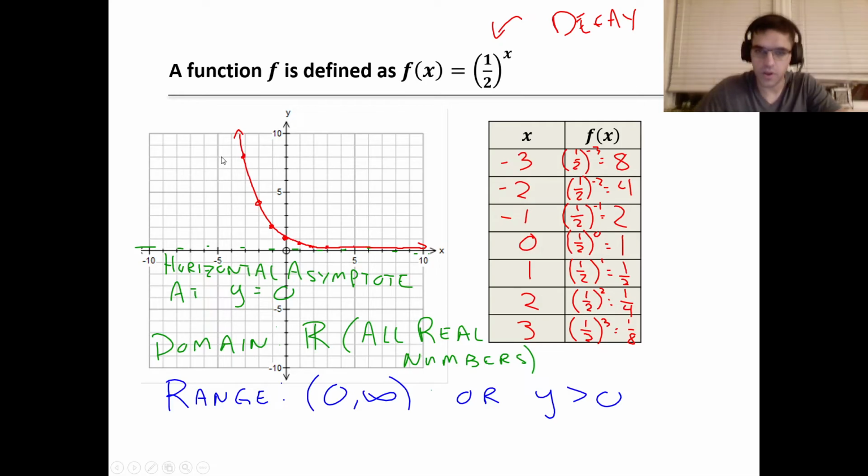And so if we look at our graph, we can see when x equals 0, we get the same value of 1. But now if x equals 1, then we have 1/2, and we're going half to the right. We still have a horizontal asymptote at y equals 0. Our domain is still all real numbers because we can still put in any value of x for the exponent. And our range is still 0 to infinity, not including 0.